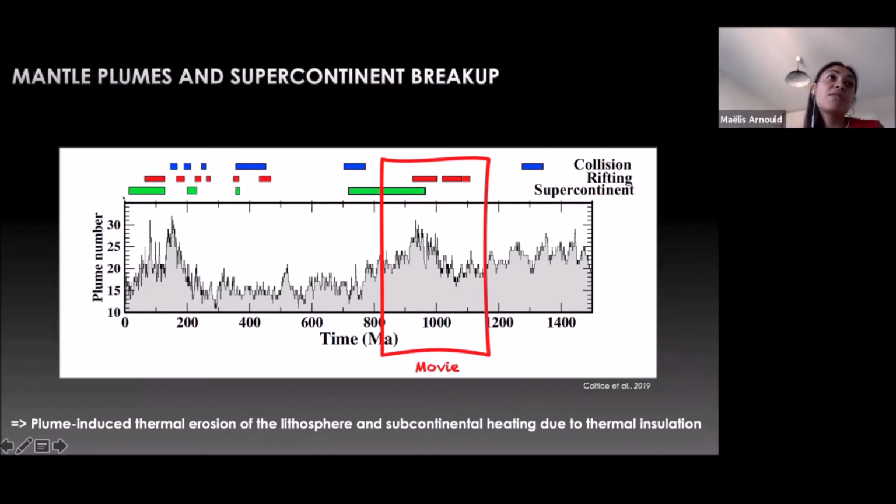And associated with this, you can see that the number of mantle plumes below the lithosphere is rising a bit before rifting happens. And as we could see in the movie, the breakup is associated with thermal erosion of the lithosphere, and what I didn't show is that there's also subcontinental heating below the supercontinents, which is due to thermal insulation, and that's already been shown by other models.